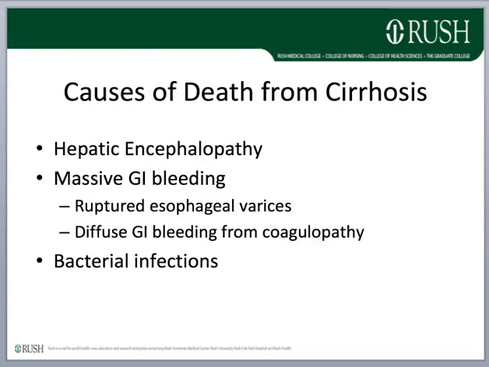Death from cirrhosis usually results from progressive hepatic encephalopathy, and patients gradually go into a coma state, massive gastrointestinal bleeding due to either ruptured esophageal varices or diffuse gastrointestinal bleeding from profound coagulopathy, and finally bacterial infections, especially bacterial peritonitis, which carries a high mortality rate.